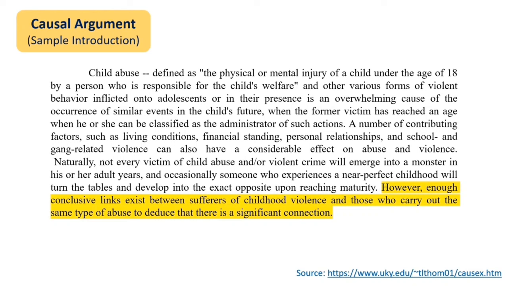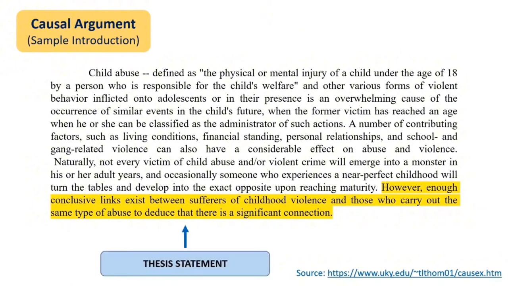The existing problem, as mentioned in this essay, is child abuse. And it is also stated here that there are a number of contributing factors such as living conditions, financial standing, personal relationships, and school and gang-related violence that cause child abuse. But for the writer, he wants to prove that there is a significant connection between a person being a victim of violence during his childhood and him becoming an abuser when he grows old.